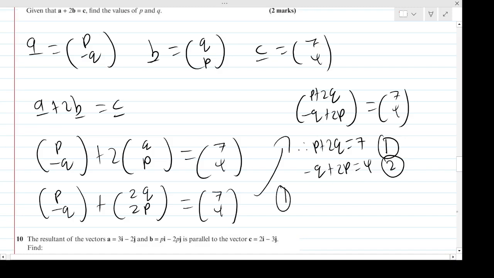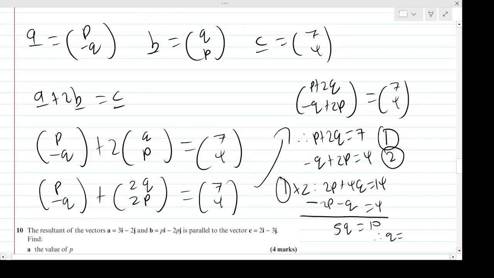If I then double equation 1, I get 2p add 4q equals 14. And if I then bring back equation 2, minus q add 2p, I'm going to rewrite that as 2p minus q equals 4. Then I can subtract both equations, right? If I subtract that, 2p minus 2p is 0. 4q minus q, that's a double negative, so 4q add q is 5q. And then 14 minus 4 is 10. So 5q equals 10. Therefore q, if I divide by 5, is 2.